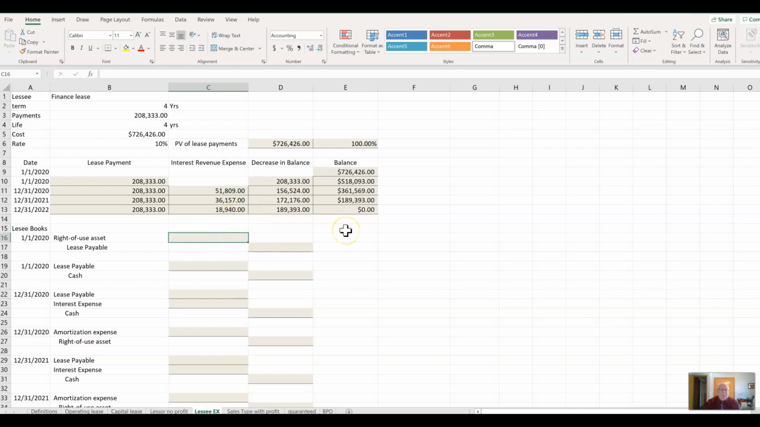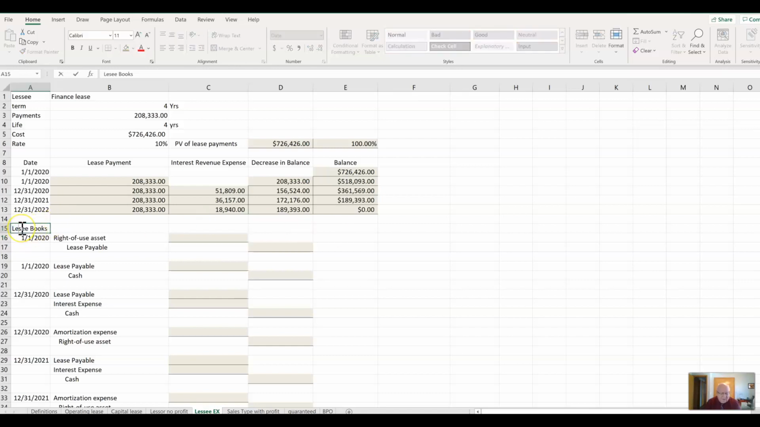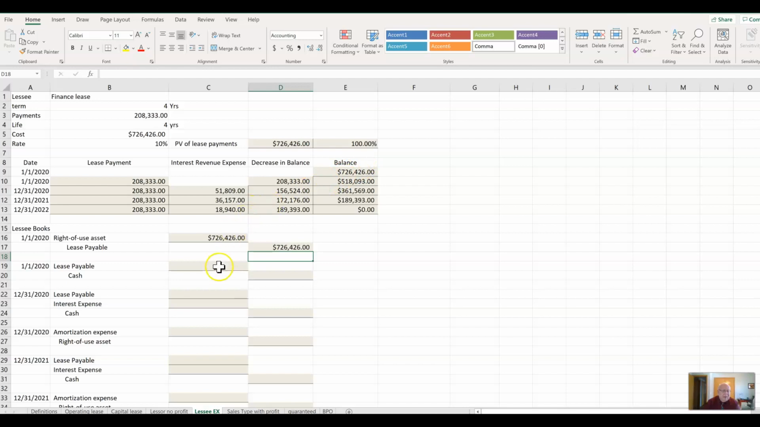Okay. Now for the books, this is the lessee's books. Okay, the lessee's books. The right of use asset is for the $726,426, and the liability of the lease is $726,426. And then for the first one, lease payable is going to be reduced by $208,333, which is our first payment, and that's the cash that goes out.